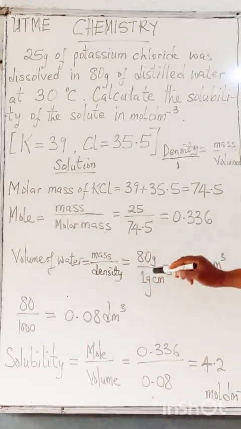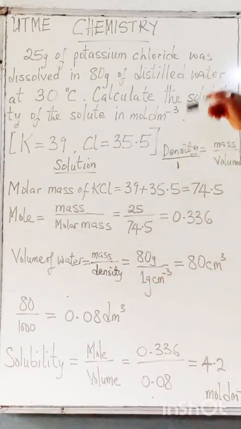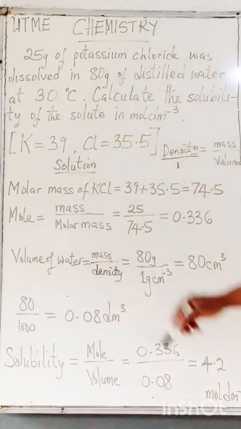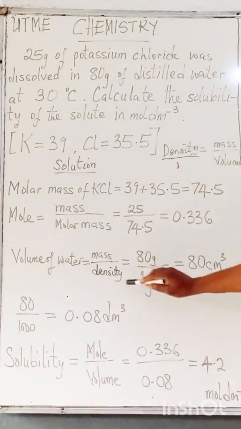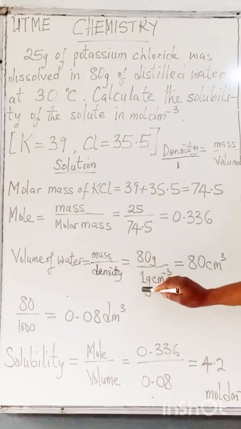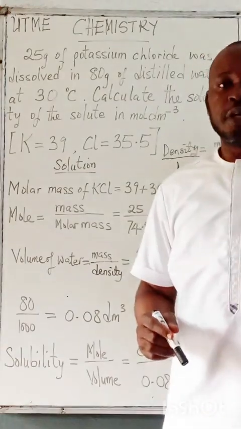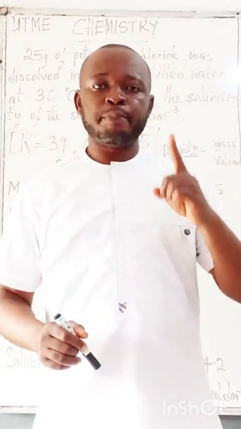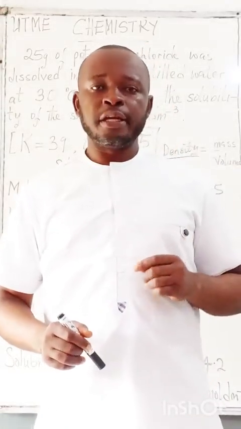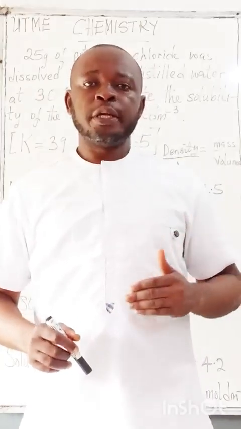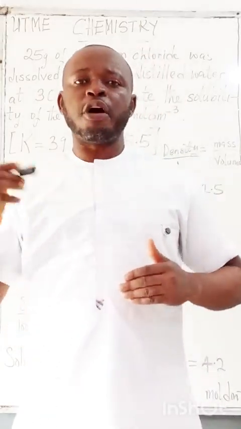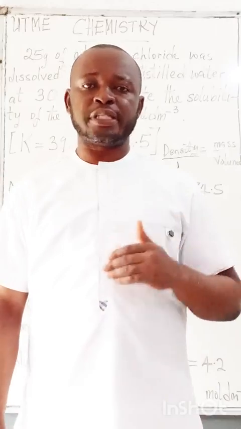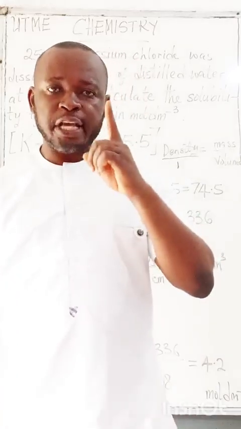What is the mass of water given to us from the problem on the board? 80 grams of distilled water. And then, what is the density of water? According to chemistry literature, the density of water at 4 degrees Celsius is 1 gram per cm cubed.